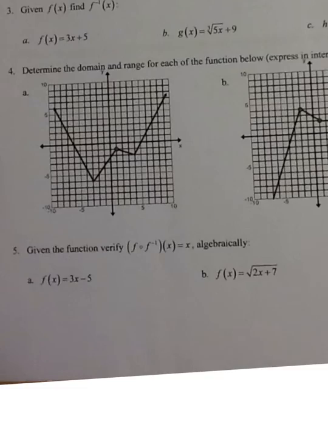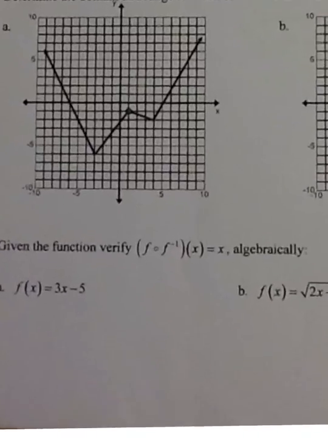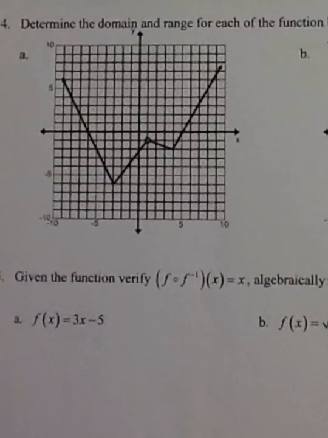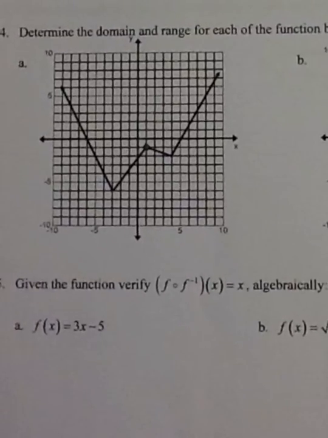Okay, so 4 is to determine the domain and the range. All right, so it's easy to see on your paper that with this graph, there is a hole in the graph right here. There is a hole, so that's an open circle right there. So I'm just going to put that in red. So there's a hole right there. At x is equal to 1, there's a hole.